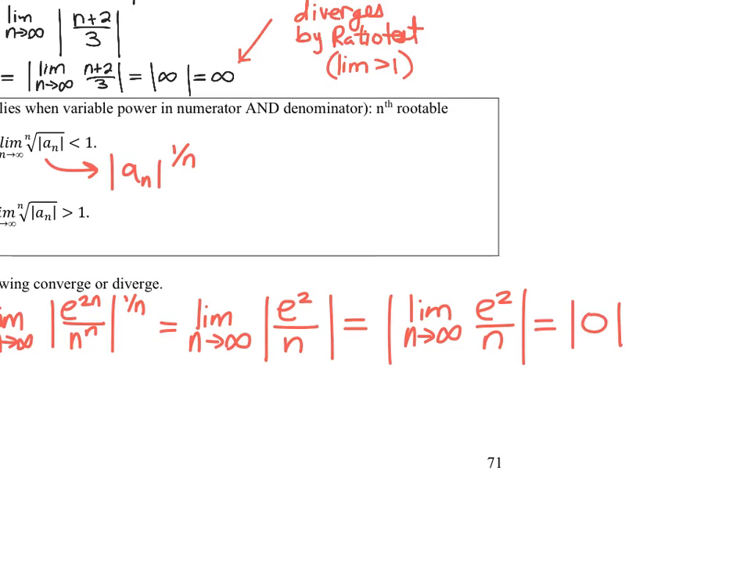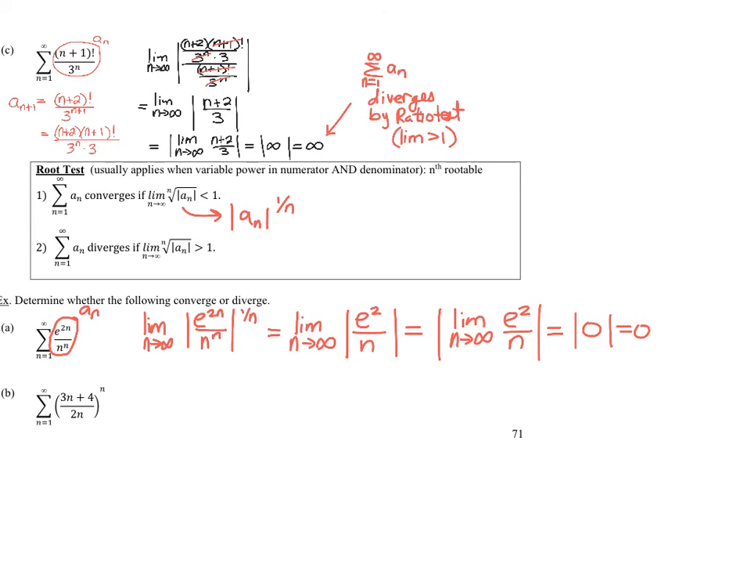Yeah, e squared is a constant. So constant over infinity is going to go to 0. So this is going to end up amounting to equal 0. And one thing that's consistent between the ratio test and the root test is really the conditions. If your limit is less than 1, it's going to converge just like the ratio test, and if it's more than 1, it's going to diverge just like the ratio test.